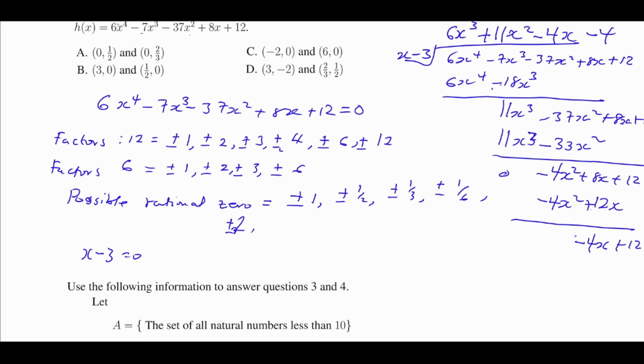In that case, when I do the division, I have negative 4x. I multiply negative 4 by 3, I have positive 12. Then I do the math, I have 0, 0. So in that case, I have this. Now, this one, we can enter this one into the calculator to find the other factors.